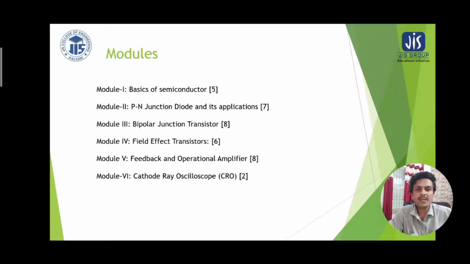This course is comprised of 6 modules. Each module has a limited number of classes: 5 classes are assigned to module 1 on basic semiconductors, 7 contact hours to module 2 on PN junction diode and its applications. Module 3 has 8 contact hours on bipolar junction transistor. Module 4 has field effect transistor to be described within 6 contact hours. 8 contact hours are assigned to module 5 where feedback and operational amplifier will be discussed, and 2 contact hours are assigned to module 6 where the cathode ray oscilloscope will be discussed.